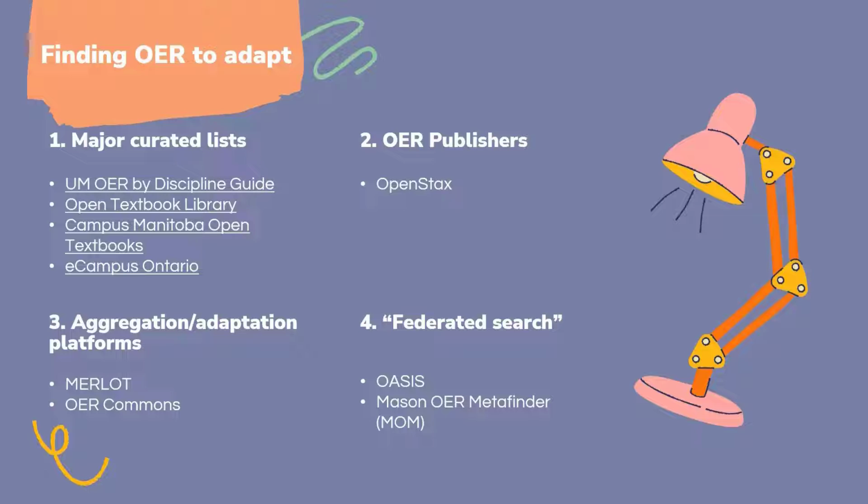Merlot and OER Commons for adaptation tend to be more commonly used for things like handouts and smaller resources. It's a way for instructors to share resources with each other, reading lists, that kind of thing. So it's a little easier to adapt at a smaller scale. I will warn you that OER Commons does have a strong K-12 education bent, whereas Merlot has more of a post-secondary bent, but they both have a lot of crossovers.